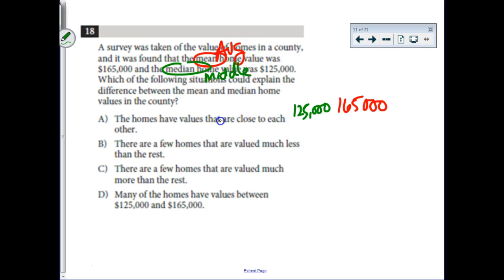So with that being said, is it B or is it C? Sorry for the spoiler alert, but it's one of those. Is it few homes that are less or few homes that are much more? Yes, it's C.